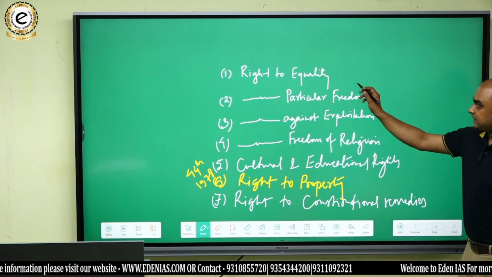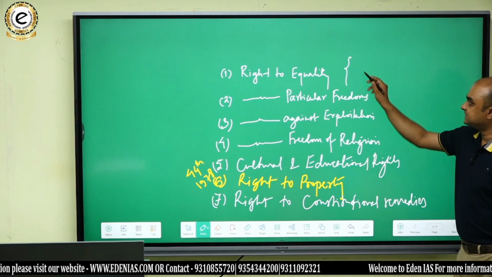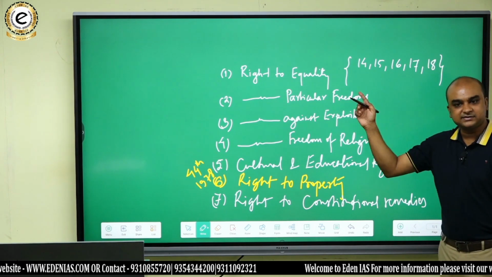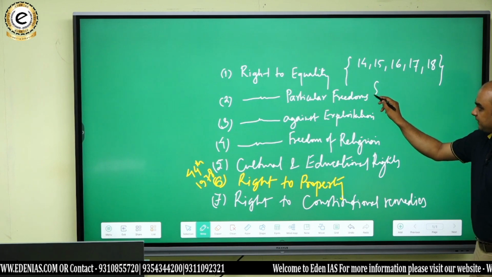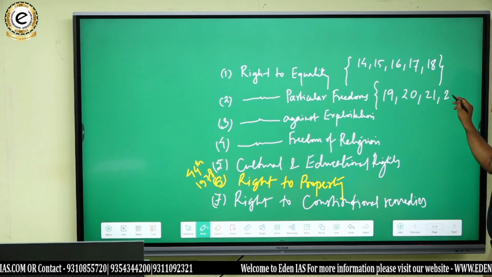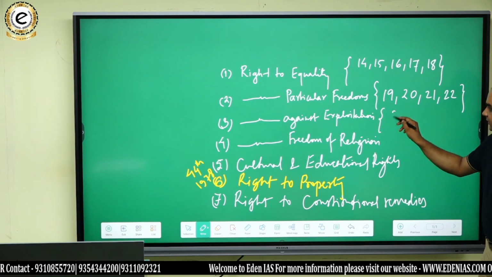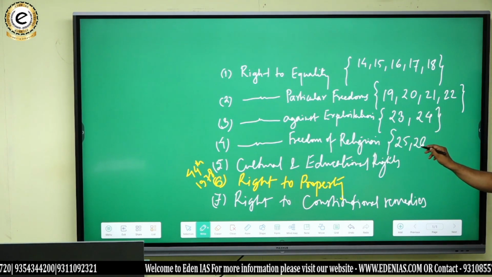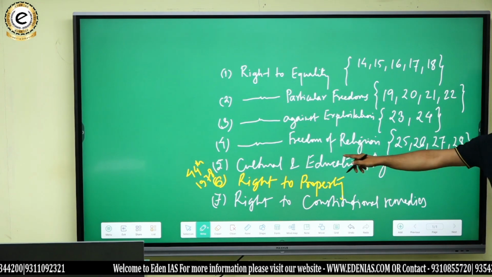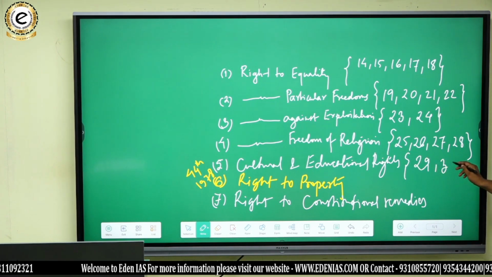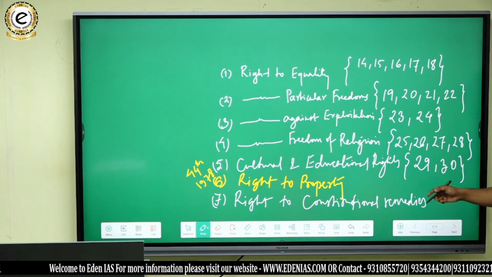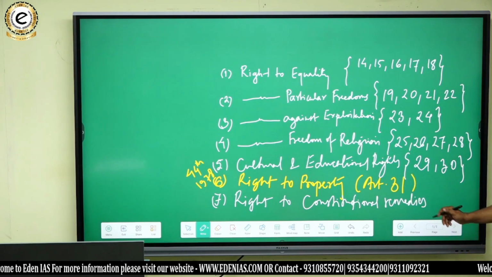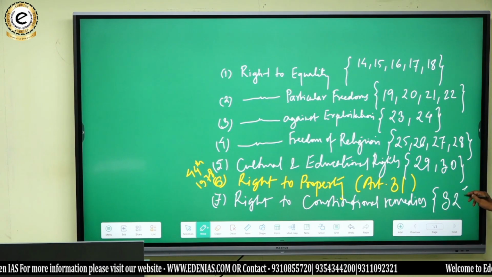Now look here. Right to equality. Look here very carefully. Right to equality is contained in the articles 14, 15, 16, 17, 18. These सारे articles, they deal with what? Right to equality. Right to particular freedom is dealt in 19, 20, 21, 22. Right against exploitation is 23, 24. Right to freedom of religion is 25, 26, 27 and 28. Cultural and educational rights is 29 and 30. Under Article 30, the minorities enjoy the cultural and educational rights. Right to property was, we all know, it was Article 31, but it no longer exists. And then there is right to constitutional remedies, which is Article 32.